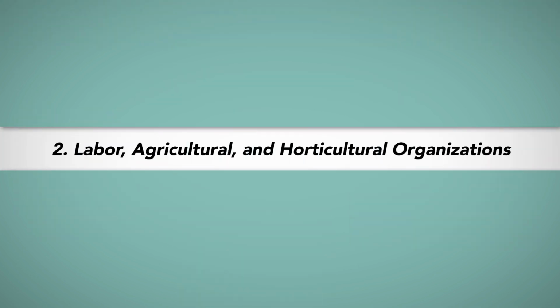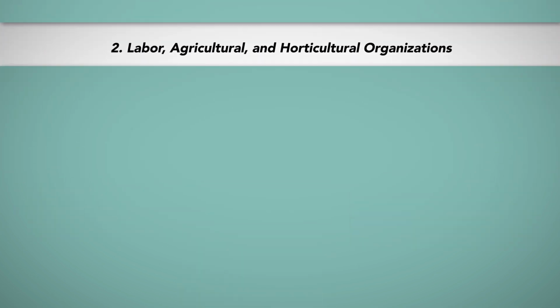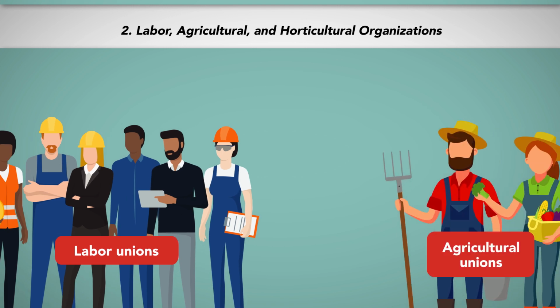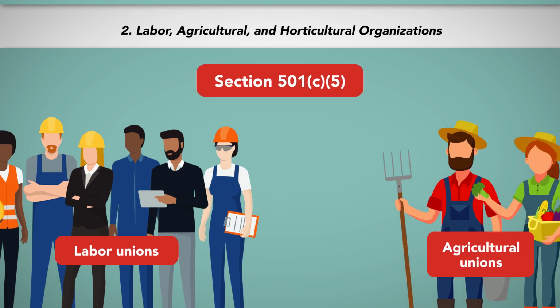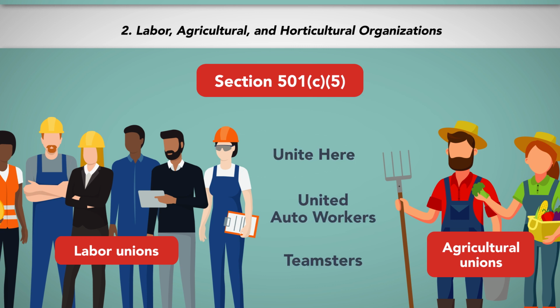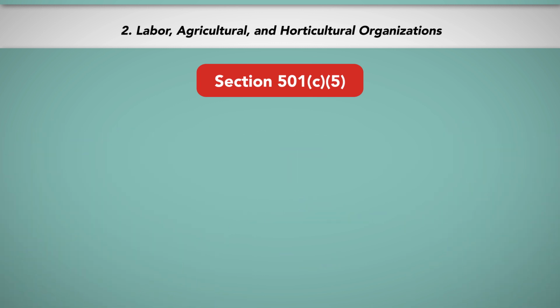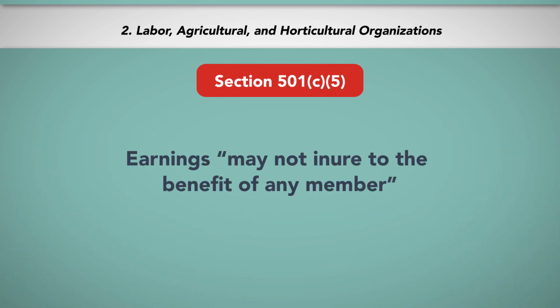2. Labor, agricultural, and horticultural organizations. Labor and agricultural unions may seek exemption under Section 501c5. Famous labor organizations like Unite Here, the United Auto Workers, and the Teamsters all have 501c5 exemptions. To be exempt, a 501c5 entity's earnings may not inure to the benefit of any member.